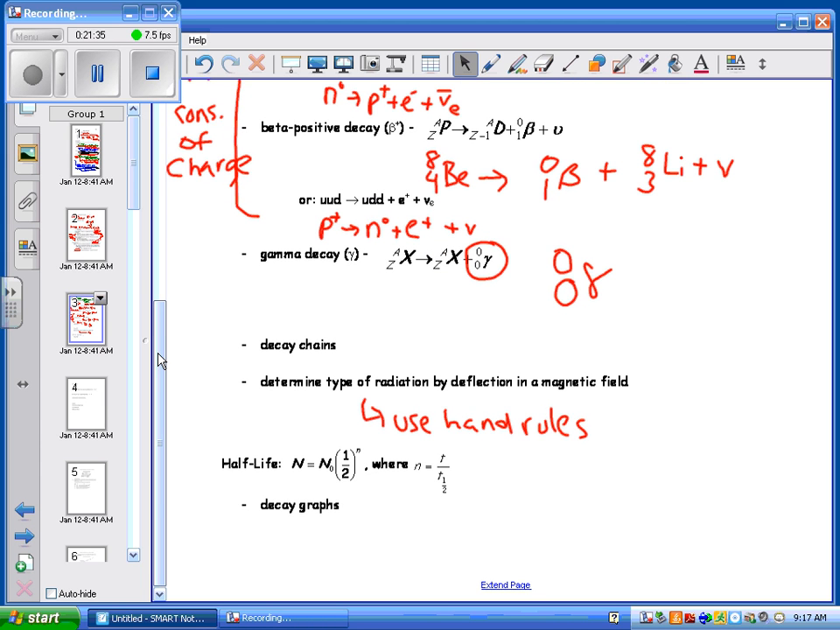Half-life, I already kind of mentioned the thing about using percents. So just remember that this is the way the formula is on your formula sheet. And so you want to remember that n is the time over the half-life. And then how to read a decay graph. So how to find half-life from a graph.